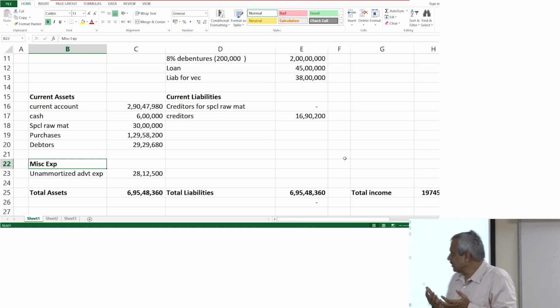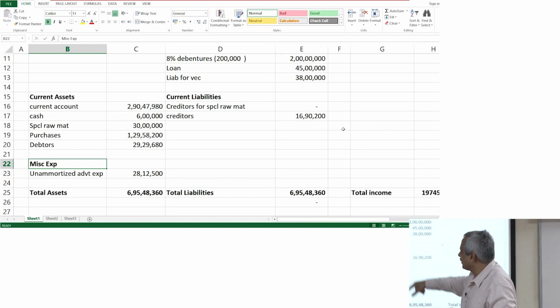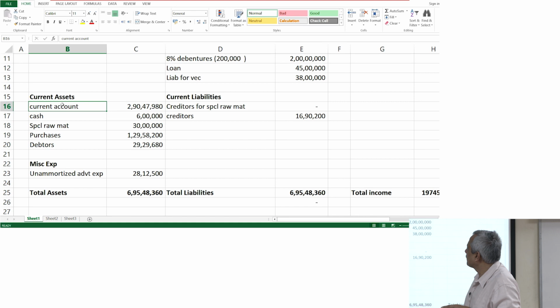Which one? Current account is not... Current account is the total. Instead of current account, make it bank account. Just make it bank account. One second. Make it bank account. Okay, simple.